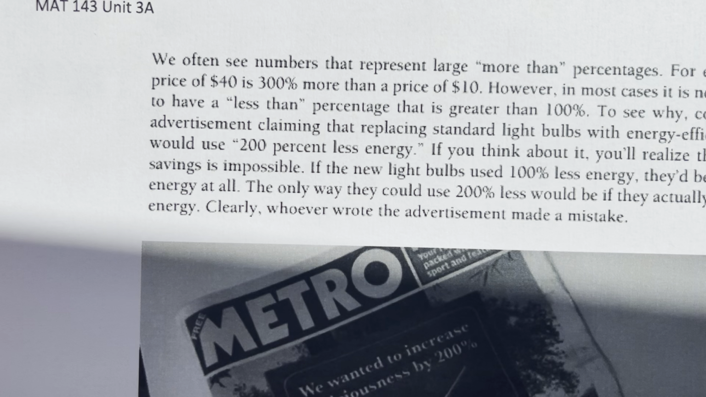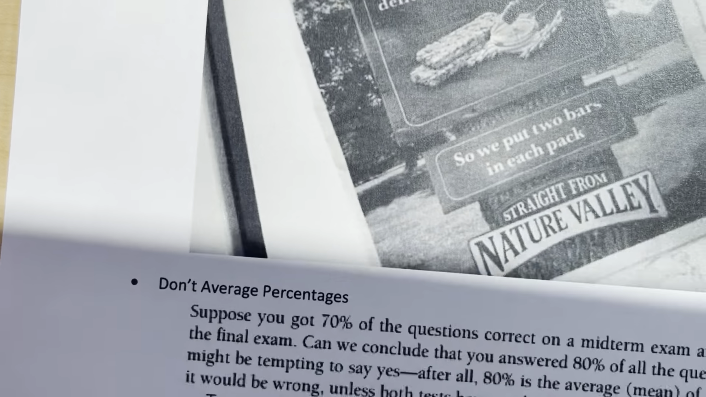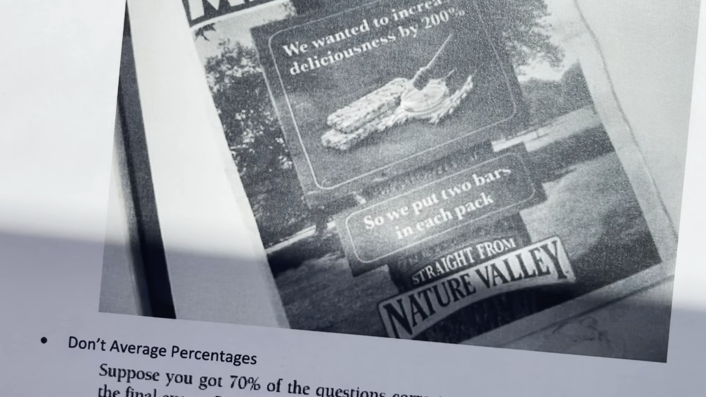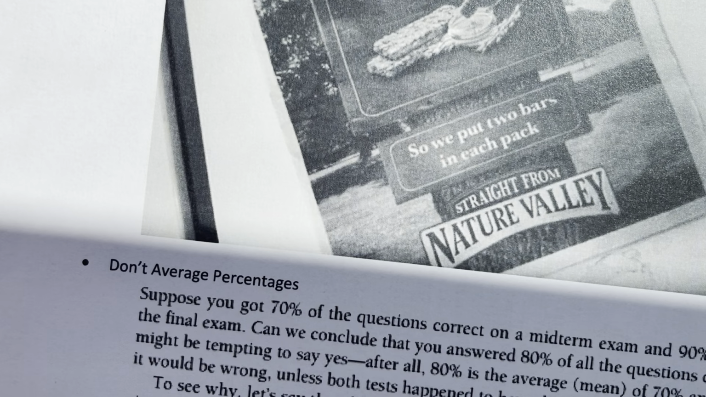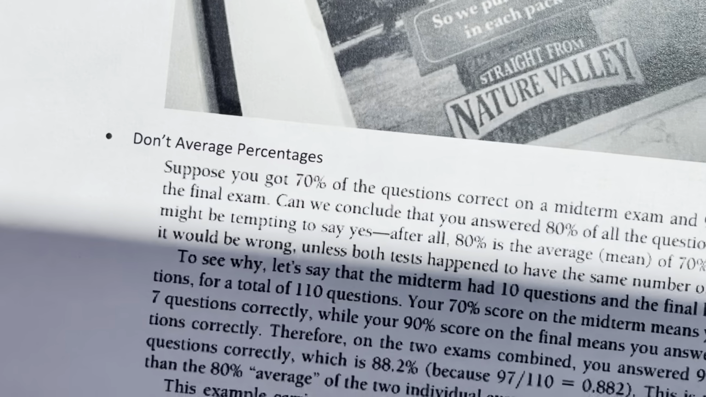So usually positive percentages over 100 are okay. Negative percentages are typically not, but they can be. So just keep an eye on them and make sure that whatever the situation is, it actually works. For example, they wanted to increase the deliciousness by 200%, so they put 2 bars in each pack. Well, if you went from 0 bars, 200% of 0 is 0. So it doesn't quite work that way.